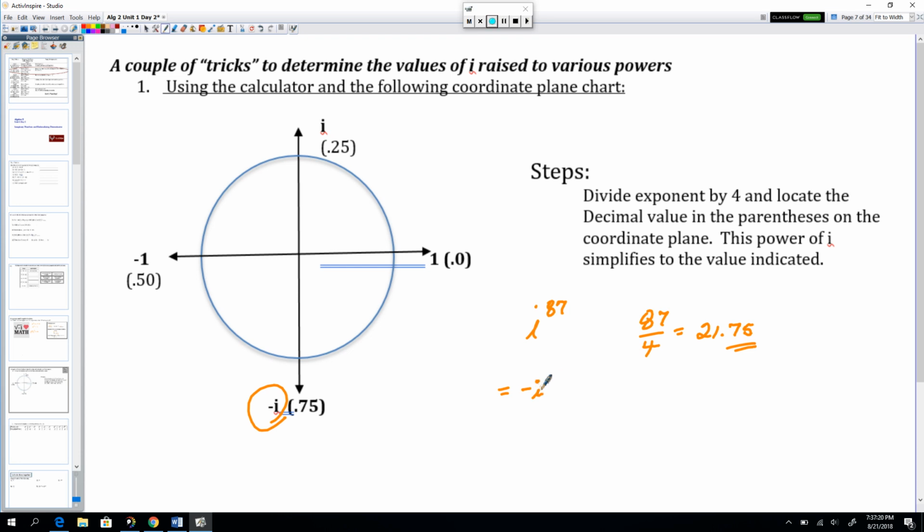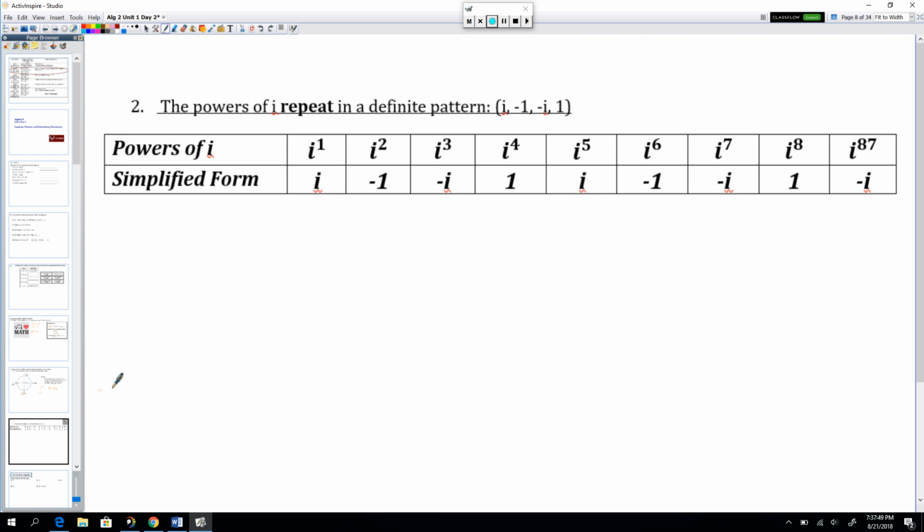Okay? So this is just one method to figure out the different values of i being brought to different powers. So again, you divide the exponent on the i by 4, locate the decimal value in the parentheses right here on the coordinate plane that you've memorized. You'll have to memorize this chart. And the power of i is simplified to that. Okay? And you can do this with many different examples. Try it out if you'd like to pause the video and see. Another method you can do is you can notice that the pattern of these powers repeats.